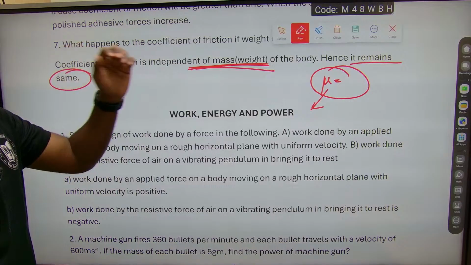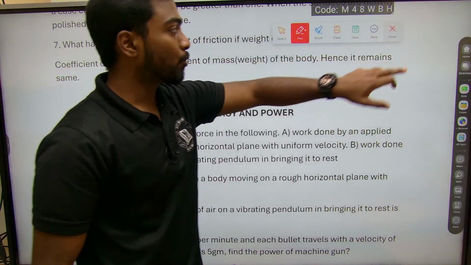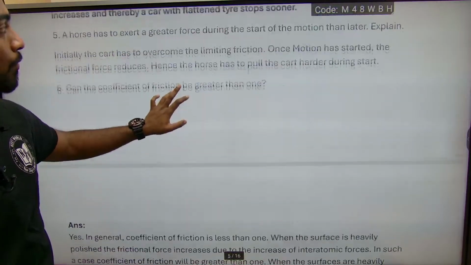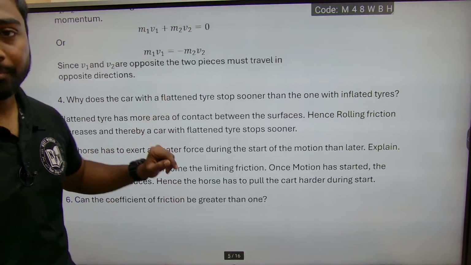Got it? So this is about the laws of motion VSAQs, right? Once you take a note of this, we can go for the next lesson.